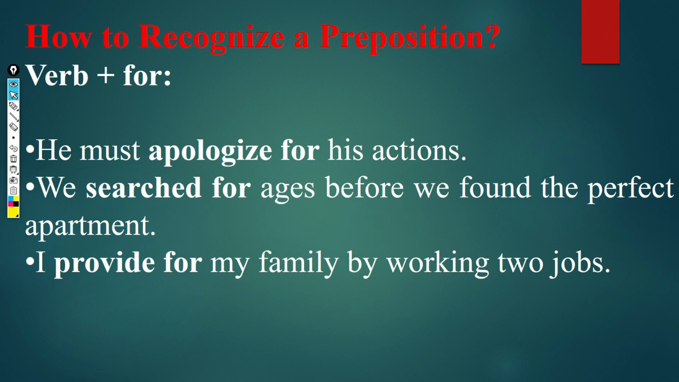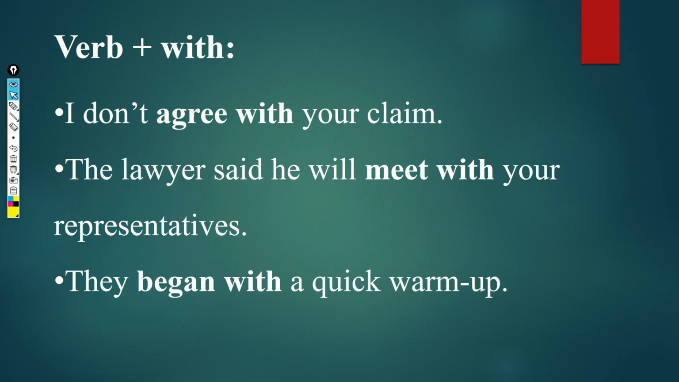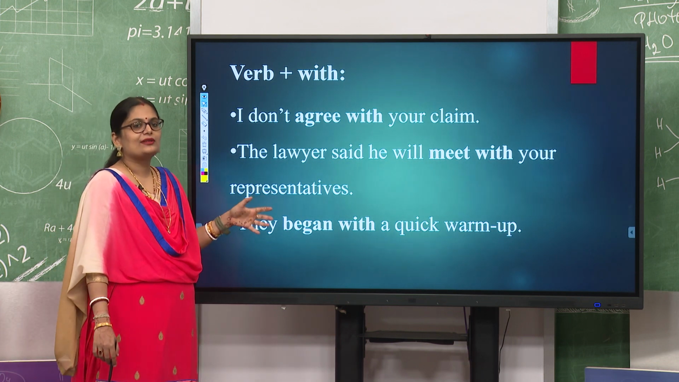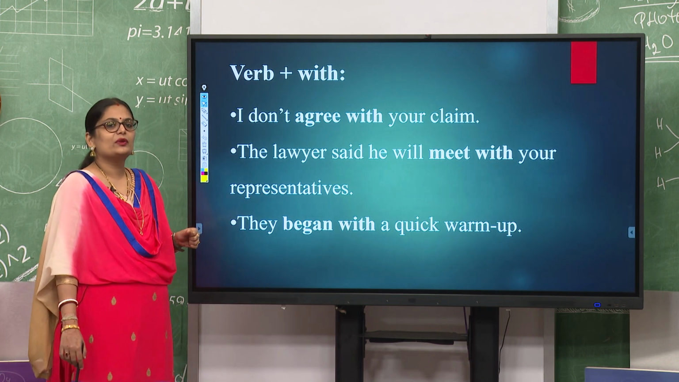We learnt in the previous slide how it can be used in combination with a noun. In this particular slide, we see how the preposition is commonly used in combination with a verb. Now, with. How can with be used? These are the particular examples. Children, pay attention. I don't agree with your claim. The lawyer said he will meet with your representatives. They began with a quick warm up. So, these are the three ways in which with has been used as a preposition in combination with a verb.